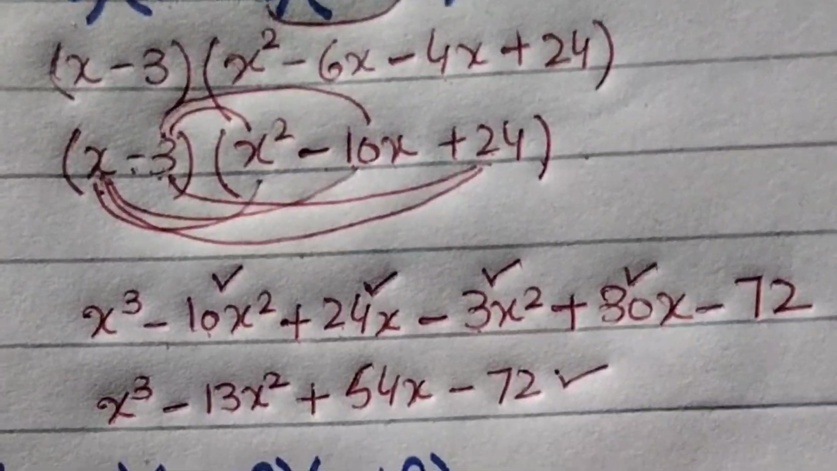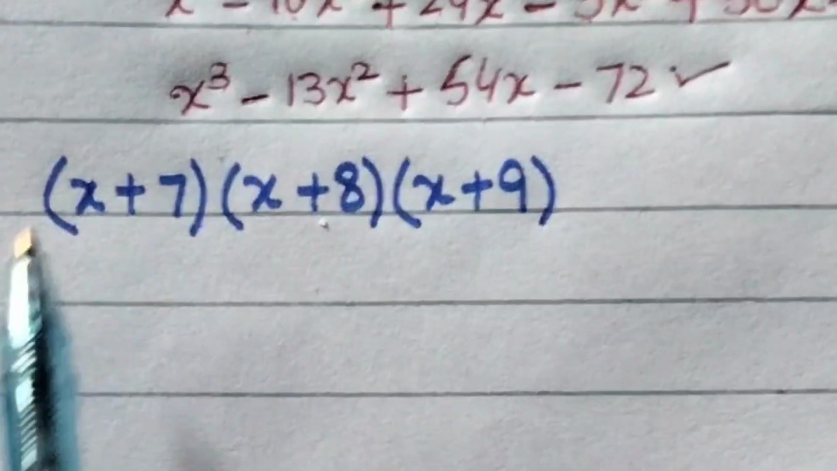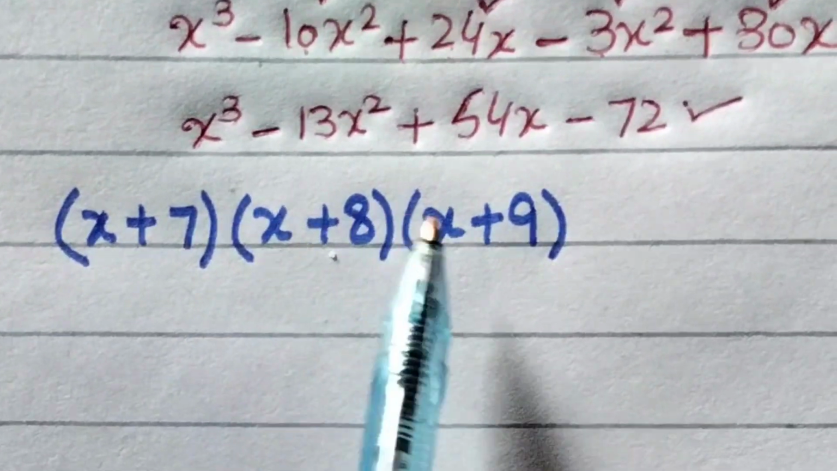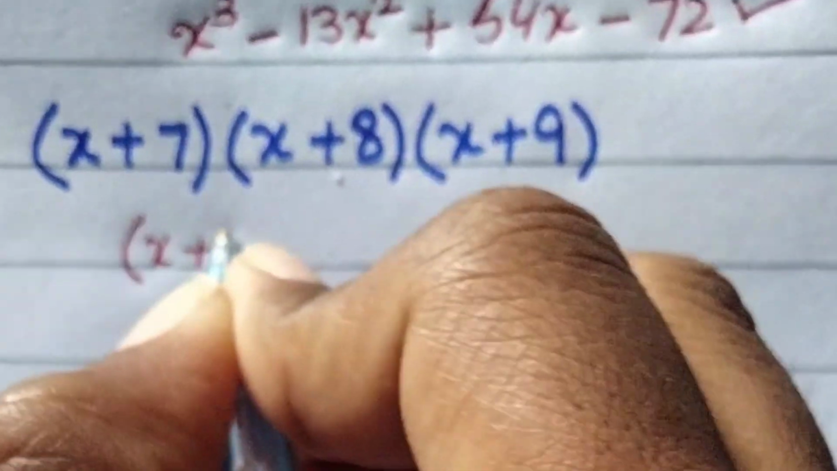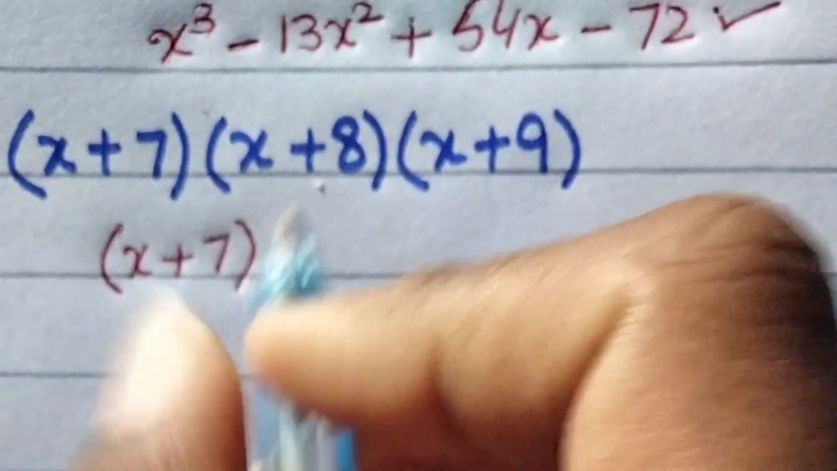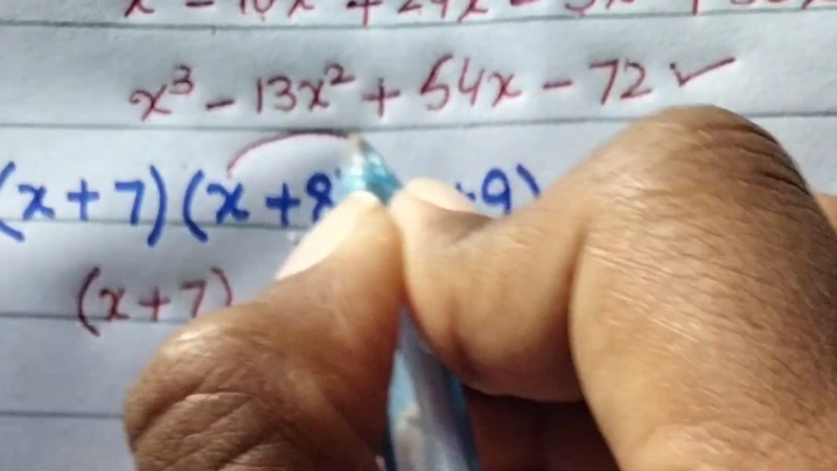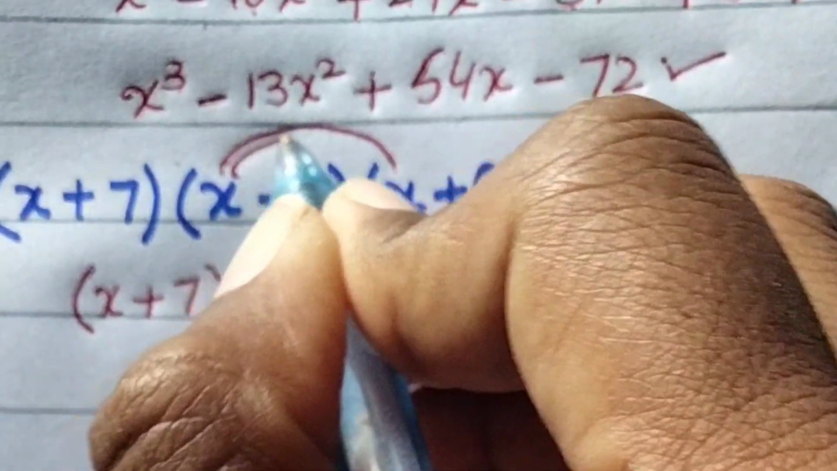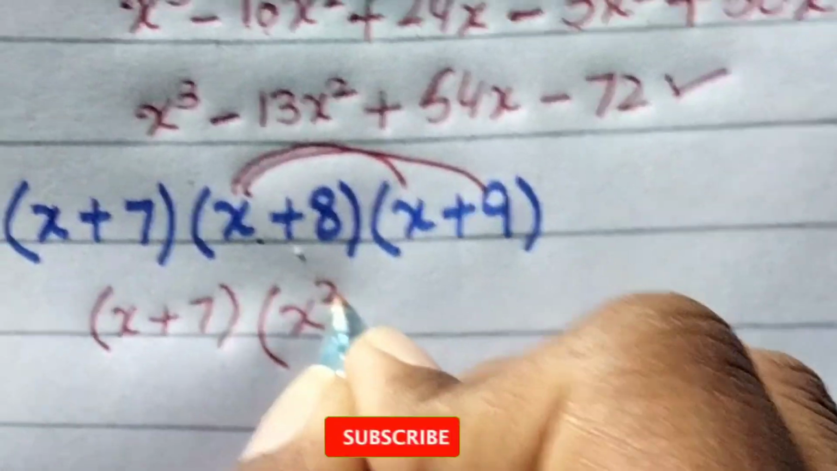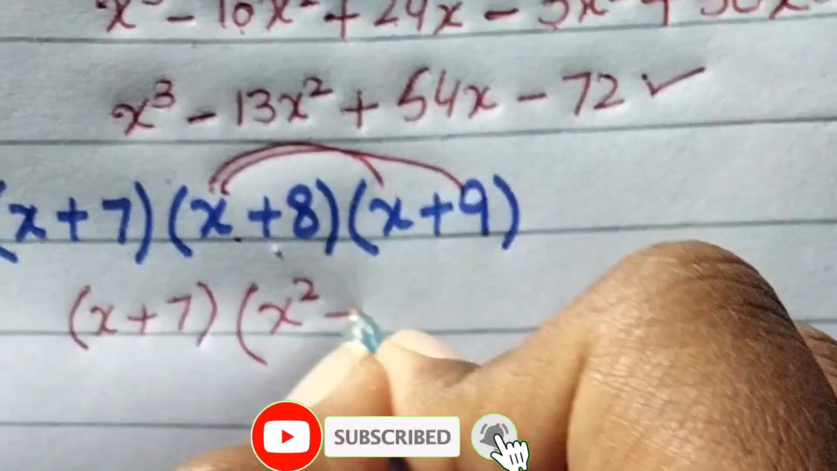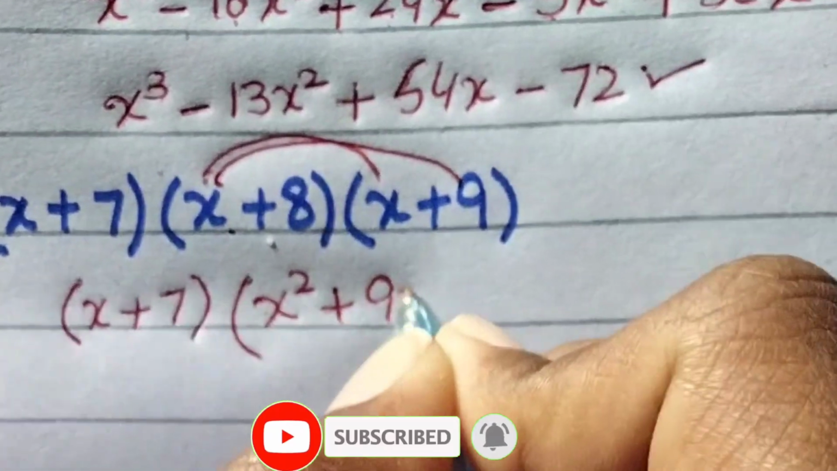Now in the next question we have this one: (x + 7)(x + 8)(x + 9). Same thing we will do with this triple bracket. So x + 7 is as it is. Now we will multiply this x with x and then multiply x with 9. When x multiplies with x, that will be x², and when 9 multiplies with x, that will be positive 9x.